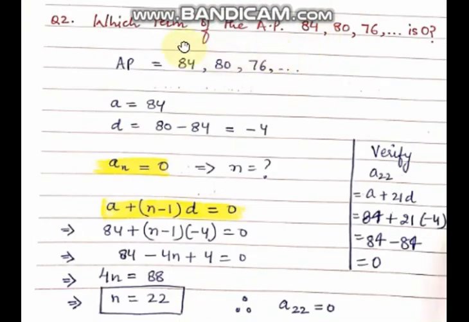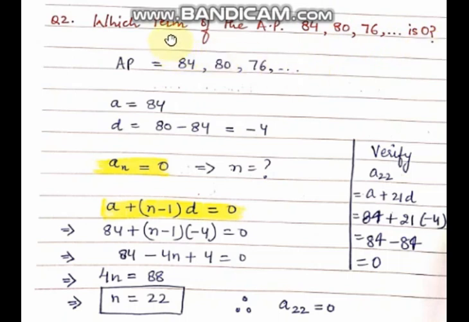There is another question. We need to find which term of the AP 84, 80, 76 and so on is 0. Which term of this AP is 0? As we observe, this is a decreasing arithmetic progression. So definitely, since it is decreasing, somewhere down the line we'll get 0. So we need to find that term.